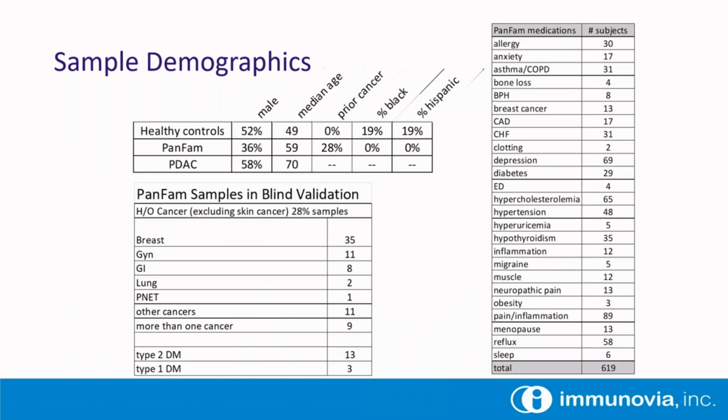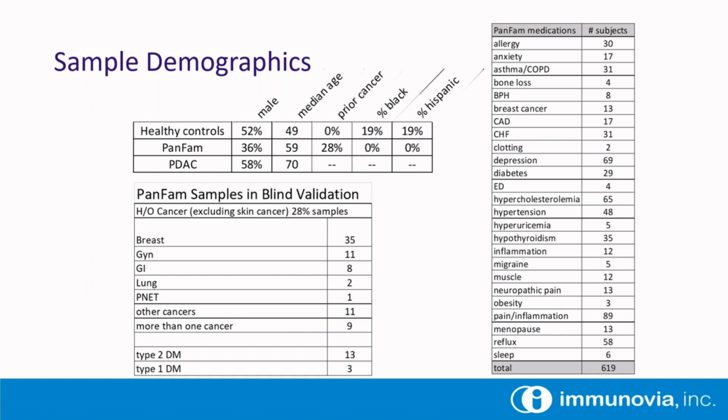I want to thank all of our collaborators, both in Europe and the US, for their hard work in putting this study together. A little bit of detail about the demographics of patients. As you would expect, our PDAC samples came from individuals with a median age of 70 years old, with predominantly males. The PanFam cohort was about 10 years younger in age and predominantly female, and that corresponds to the composition of surveillance programs in the United States.